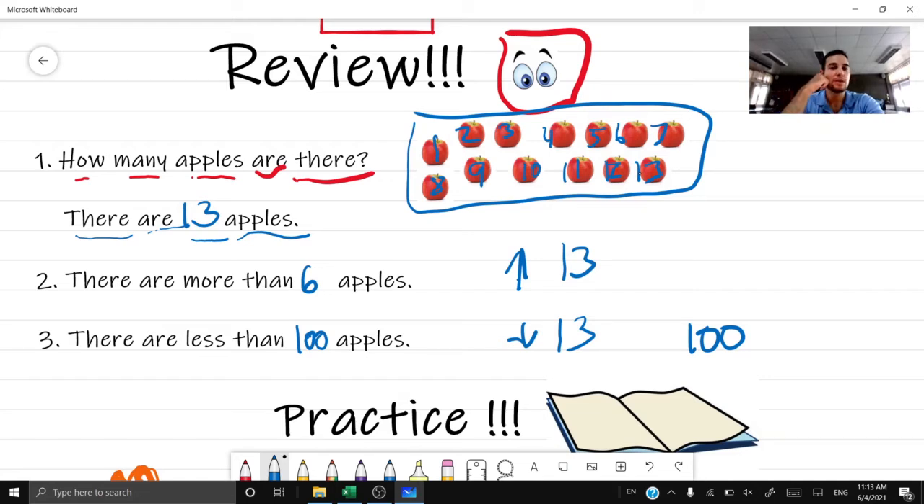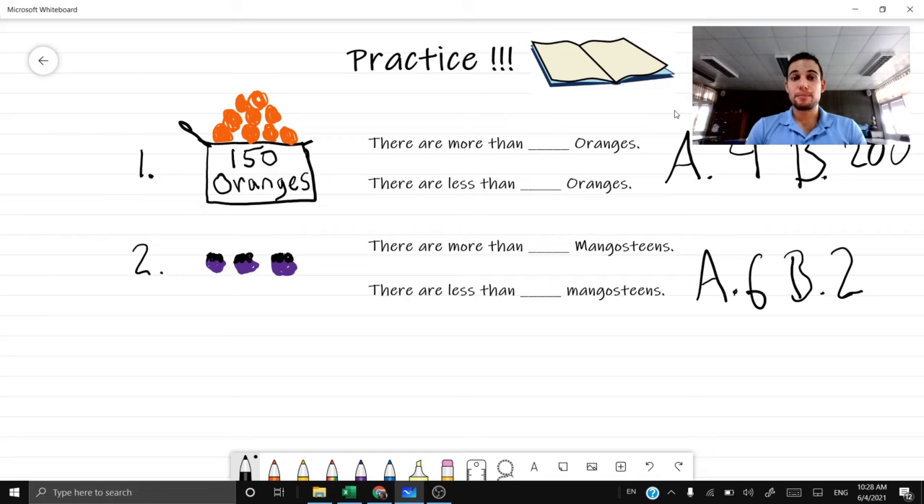Everyone, let's read it together. 1, 2, 3. There are more than 6 apples. Number 3. There are less than 100 apples. Good job. So let's practice reviewing there are more than and there are less than.